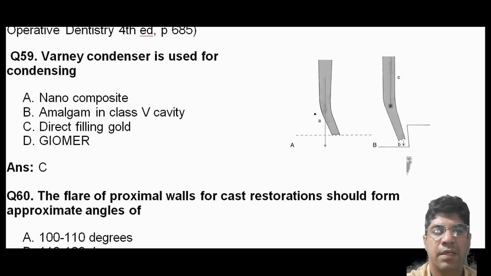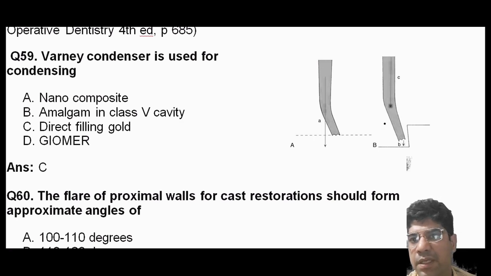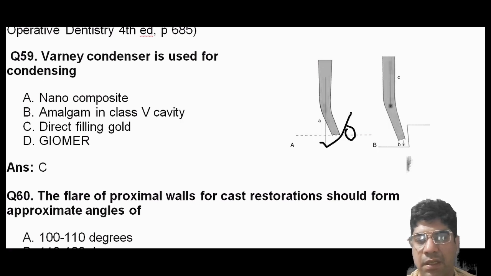The Warne condenser. So the Warne condenser is used in direct filling gold. It has a rectangular shape face that is around 1.1 to 1.3 millimeter. So this rectangular face allows for precise placement and condensation of the dental restoration.